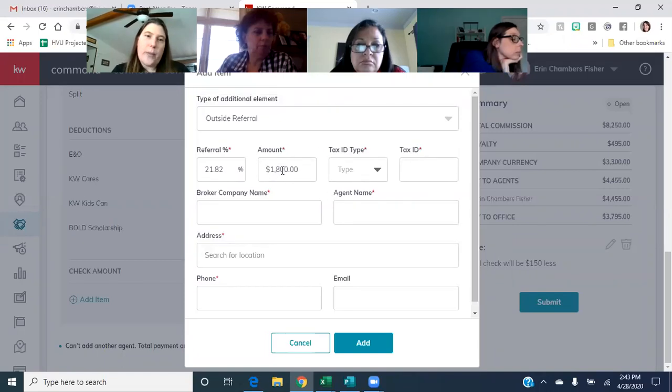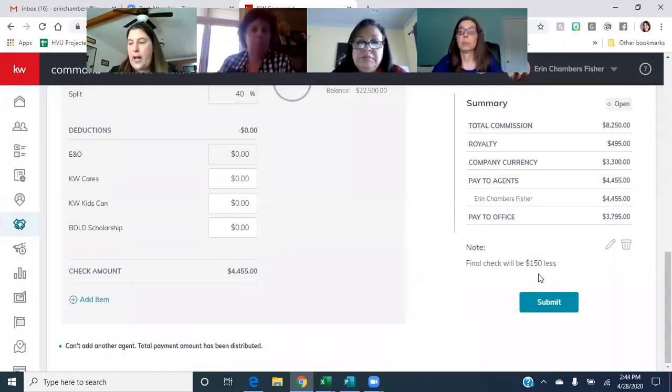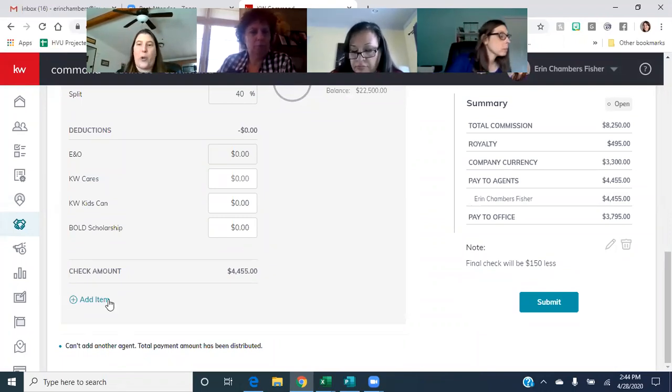So you can add it as two referrals. You would add them with the two different amounts, and then I would suggest that you just add a little note to explain that that's what the scenario is. You would just have to manipulate the numbers based on what the 60% of the referral is and the other side of the referral is.